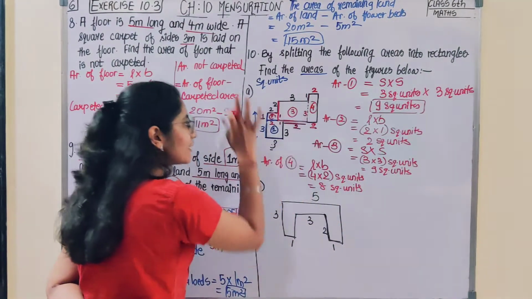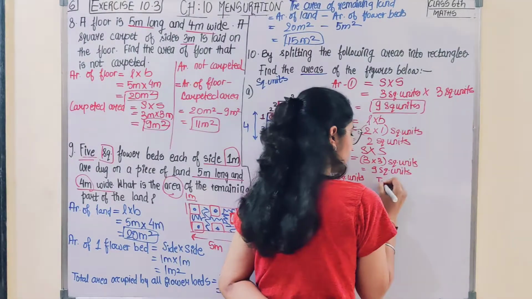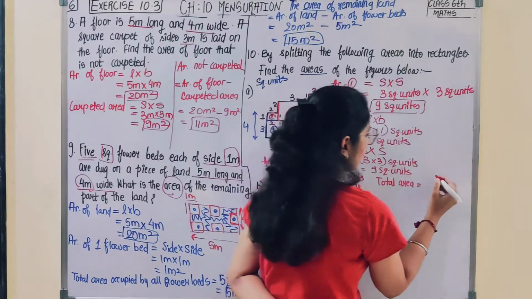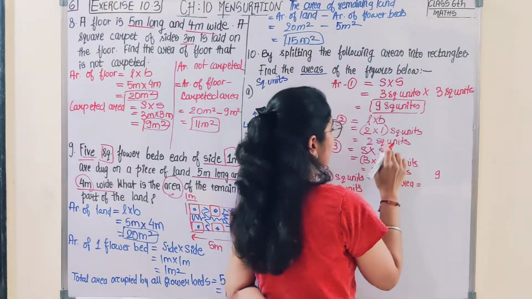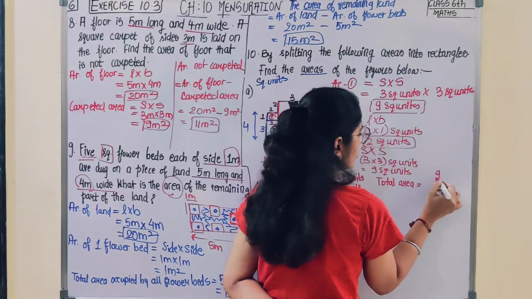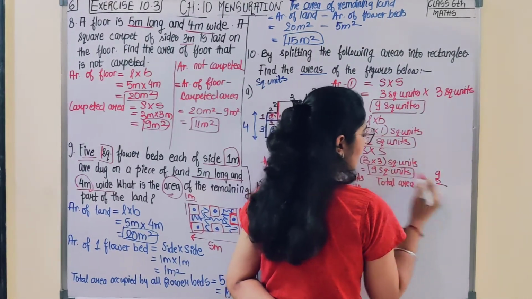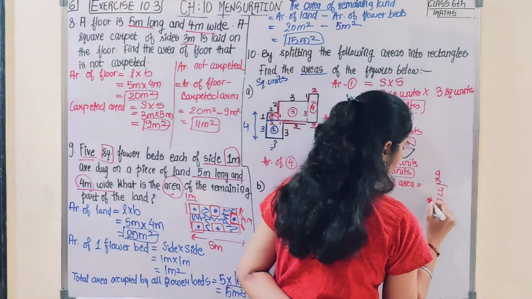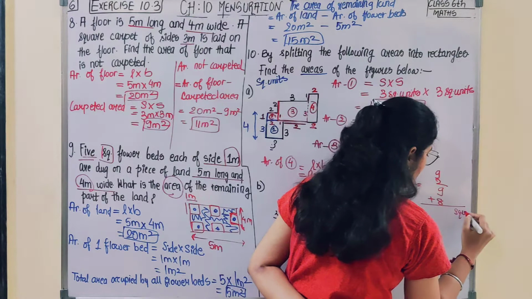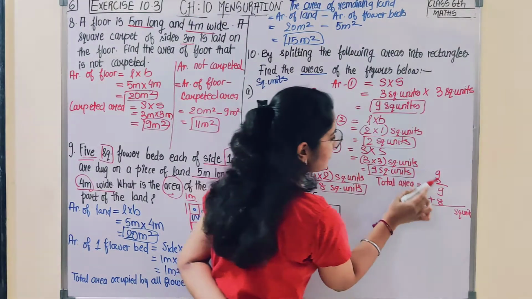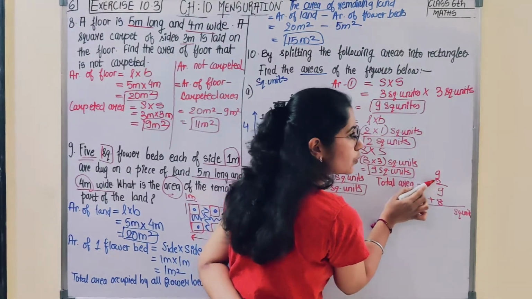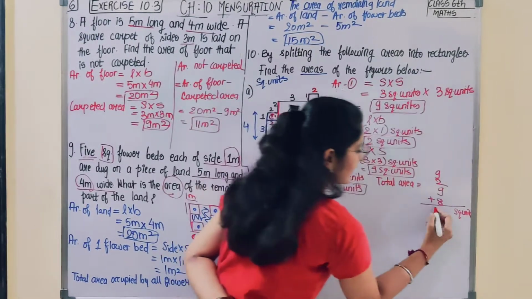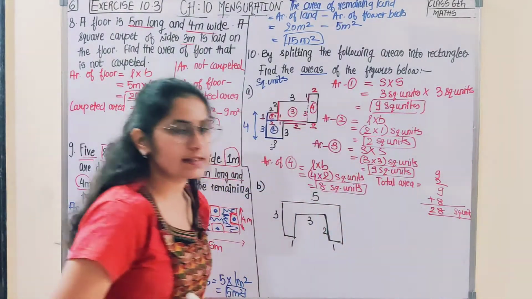Now we would be considering total area. Okay. So total area is equal to, starting from here, 9 square units, 2 square units, 9 square units plus 8 square units. Okay, so this is the area for complete. So 9 plus 9, 18 plus 2, 20 plus 8, 28 square units.